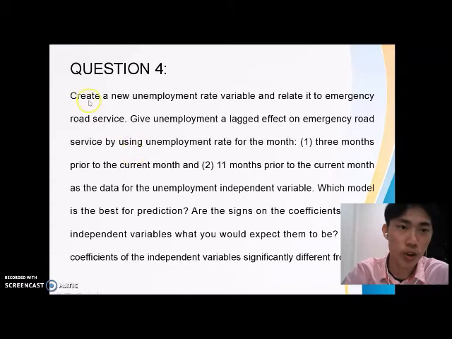Okay, thank you. So my name is Ng Ji Chuan and I will present question 4. Question 4 is to create a new unemployment rate variable and relate it to emergency road service, and give unemployment a lagged effect on emergency road service by using the unemployment rate for the month which is 3 months prior to the current month and 11 months prior to the current month.